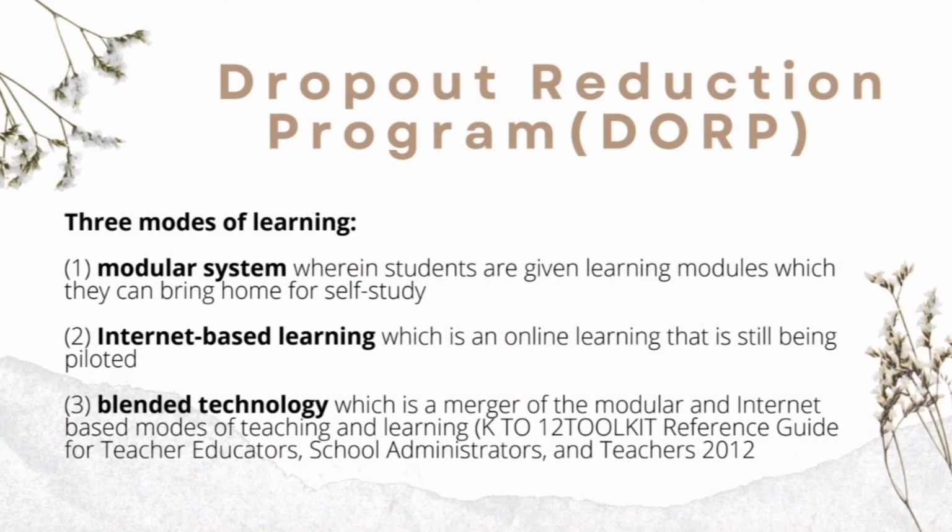Under the DORP, ZARDOs are provided three modes of learning to enable them to continue schooling even without attending formal classes. They are the modular system, wherein students are given learning modules which they can bring home for study. Internet-based learning, which is an online learning that is still being piloted. Blended technology, which is a merger of the modular and internet-based modes of teaching and learning.